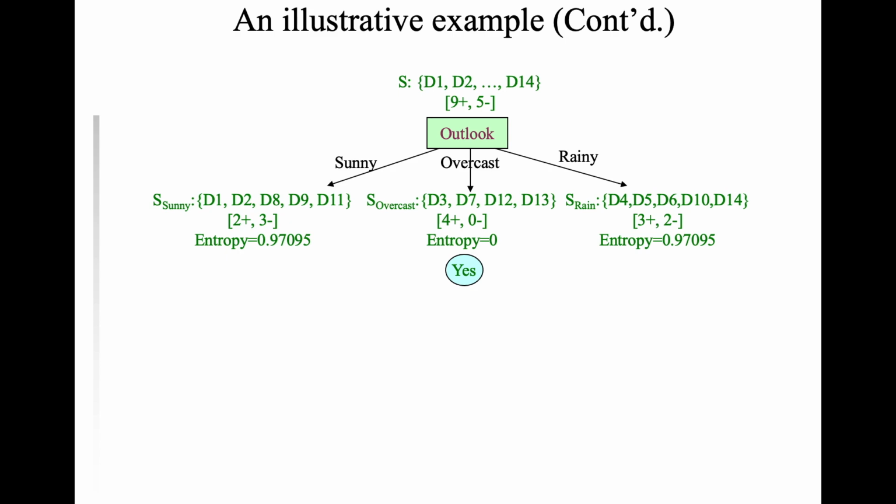Yeah, so when all instances belong to the same class, that's one condition. This is the case here, because in overcast, we have 4 instances in our 14 days where the outlook is overcast, and all of them are yes. So why should we go further? We can already have a rule for classification. We can say, okay, if outlook is overcast, then play tennis. Go play tennis.